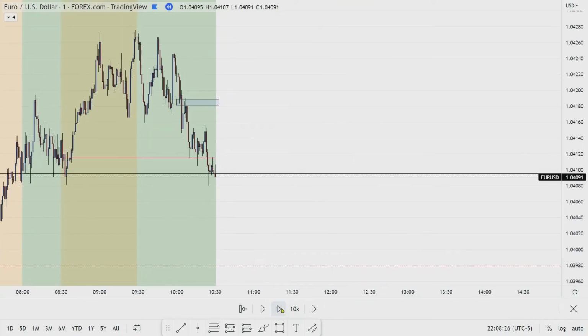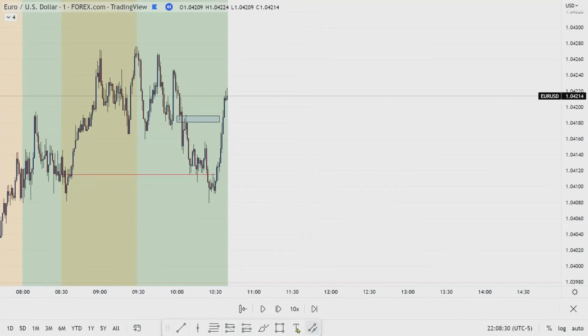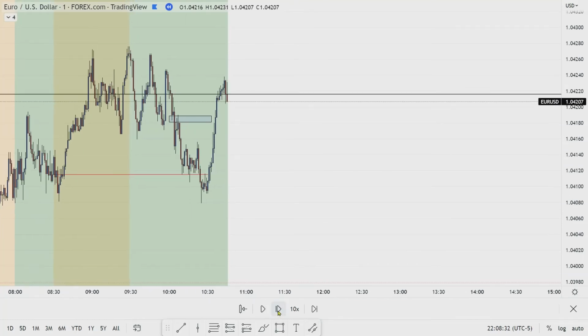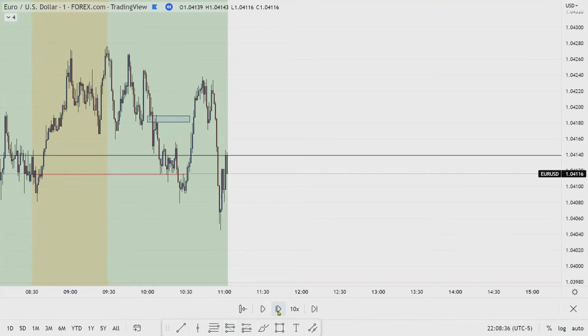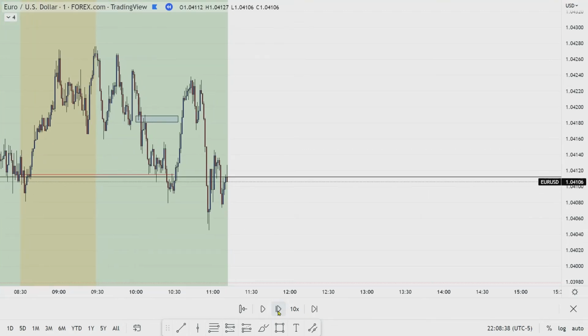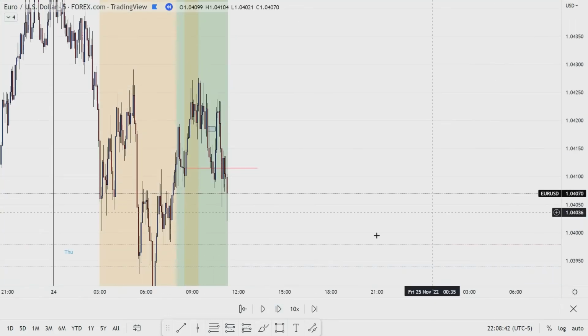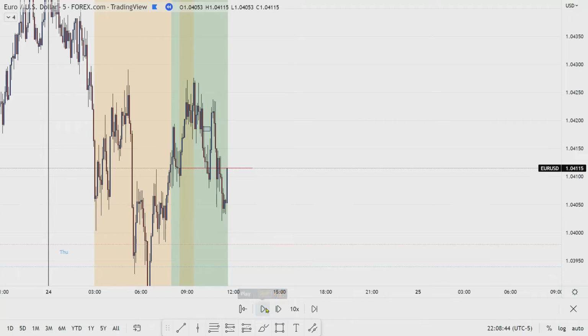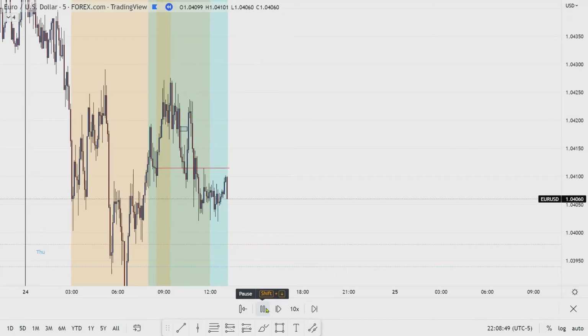Now personally, since we didn't take anything and we're about to reach that 12 p.m. session, I would just wait until afternoon New York and see if I get a setup there. So I'm just going to play some more data to move into that New York afternoon session. Hopefully we get a setup there.